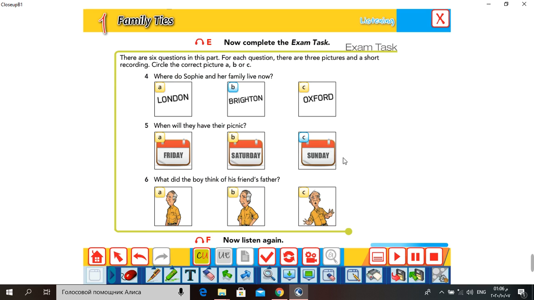What did the boy think of his friend's father? He said he looks so serious. So which picture do you think looks serious? Picture A. Well done. That's all for this part.